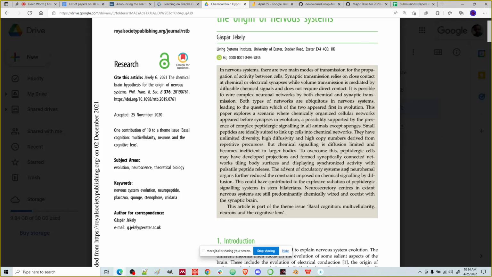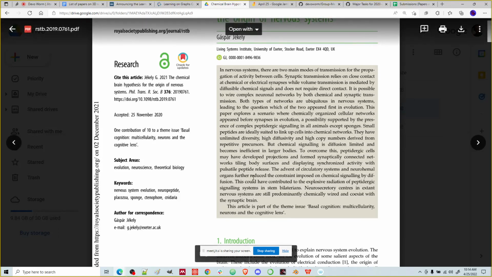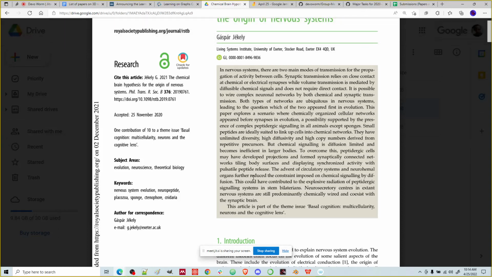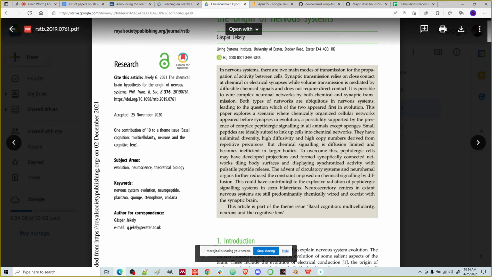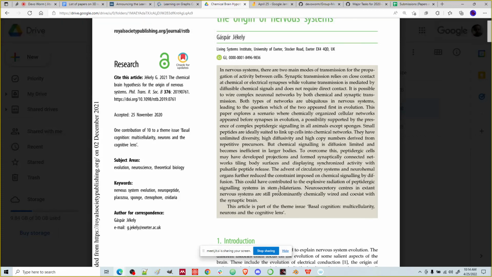The advent of circulatory systems and neurohemal organs, which are basically blood flow and things that you see in a lot of more complex organisms, further reduced the constraint imposed on chemical signaling by diffusion. This could have contributed to the explosive radiation of peptidergic signaling in stem bilaterians, which are these basal ancestors, the ancestors of C. elegans and a lot of organisms that have this bilateral symmetry. So the stem bilaterians are a basal form of, I think, a good number of animal species.